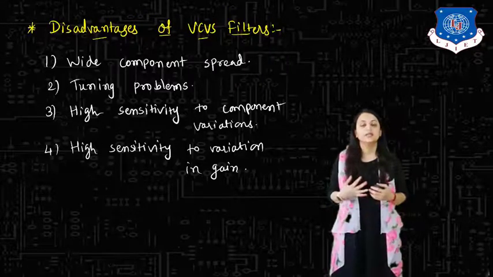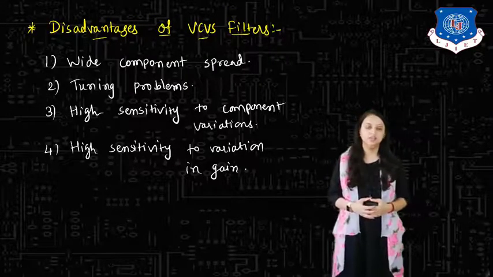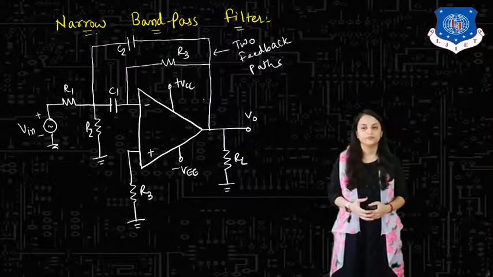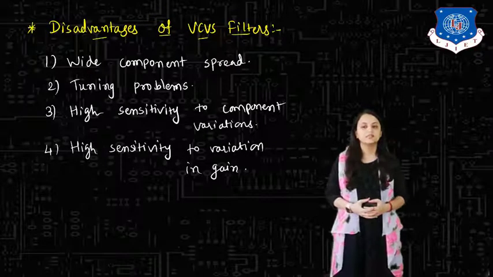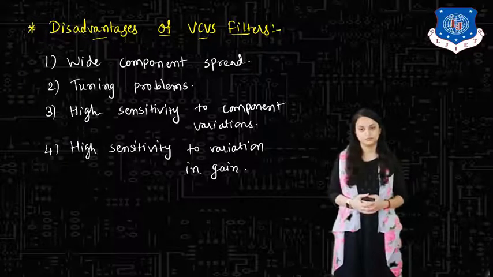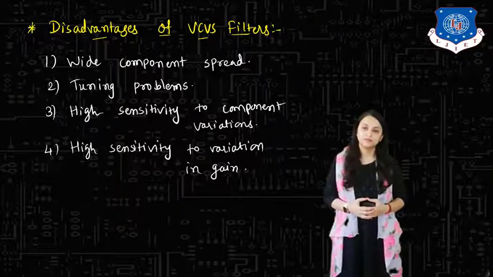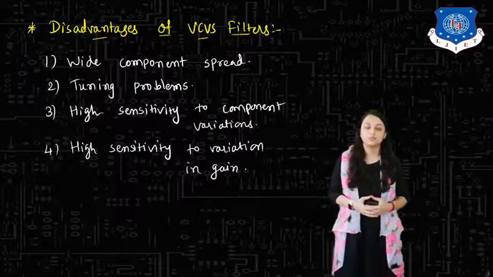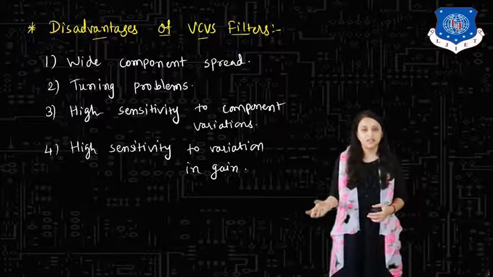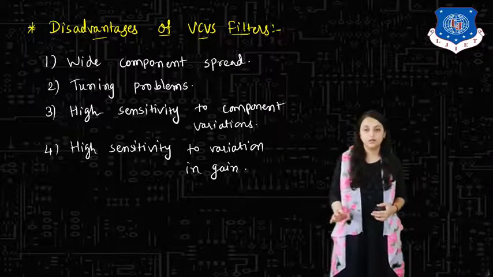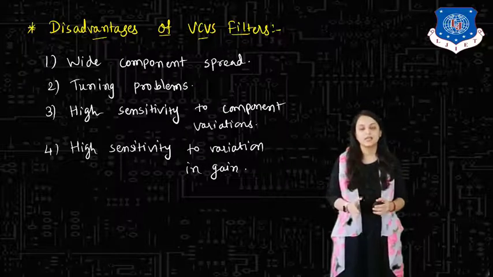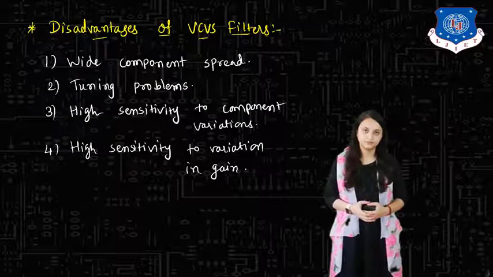Now let us look at the disadvantages of VCVS filters. The first disadvantage is that it has wide component spread. The second one is that it has tuning problems. That means by using multiple components, capacitors and resistances, tuning is difficult between the capacitances also. So there may be issues related to tuning of the components. That is the second disadvantage of VCVS filters.